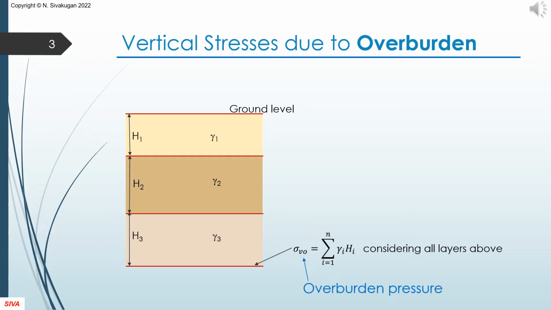We compute the overburden pressure as the product of unit weight and layer thickness for the entire soil mass above the point of interest.